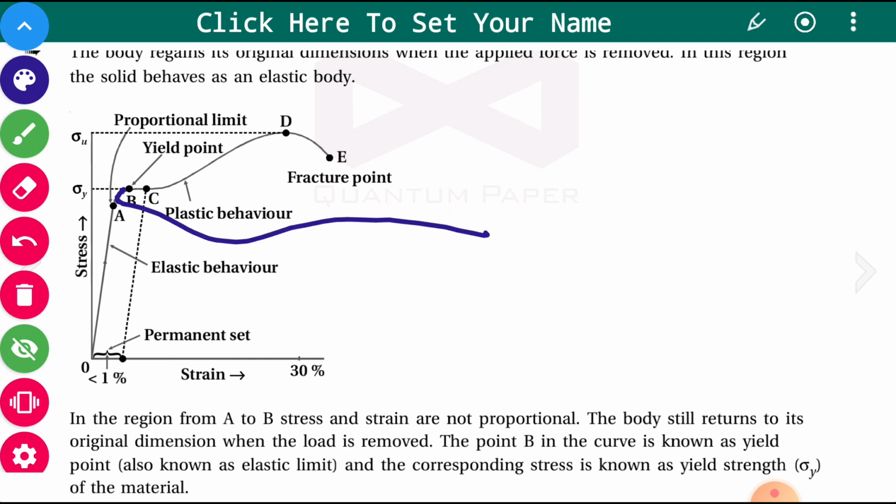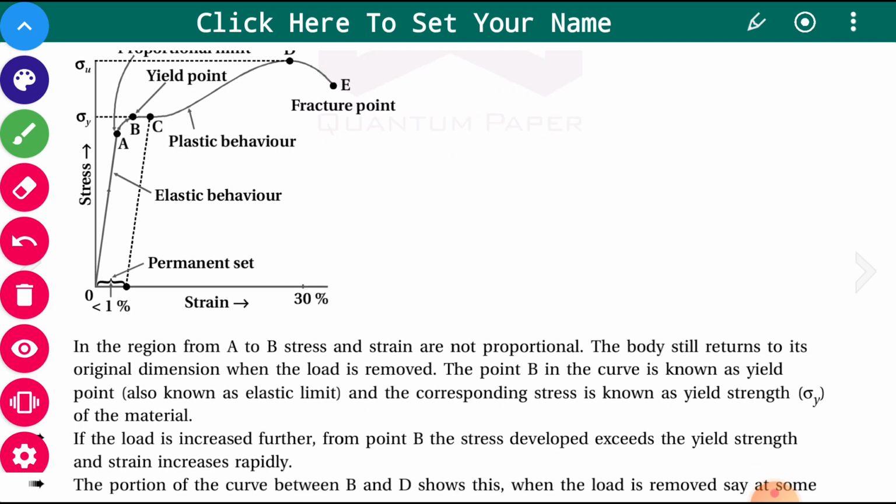In this particular region, between A and B, if the load or applied force is removed, the body will still come back to its original position. The point B is known as the yield point, where the original shape and size of the object can be regained.